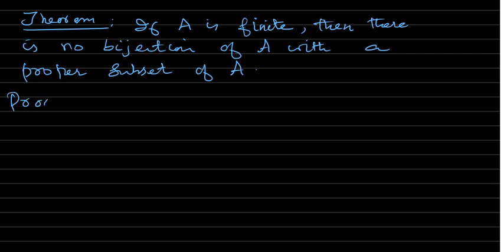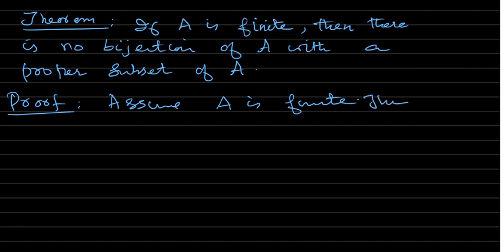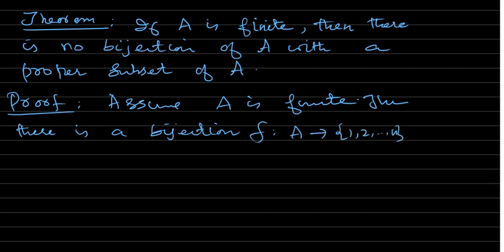Proof. So assume that B is a proper subset of A and it's a non-empty set also. Assume that. So first we assume that A is finite. Then by definition there is a bijection F from A to set of these n natural numbers.